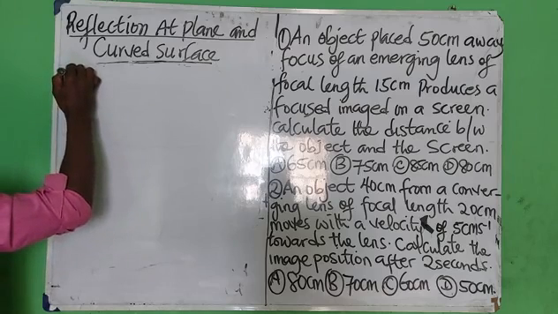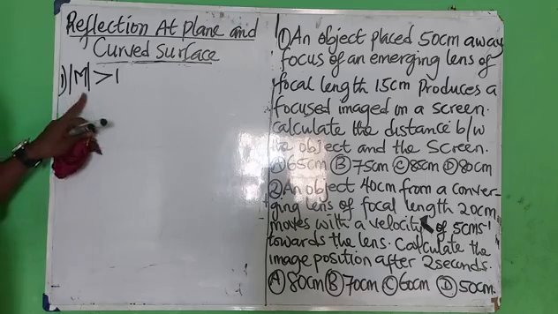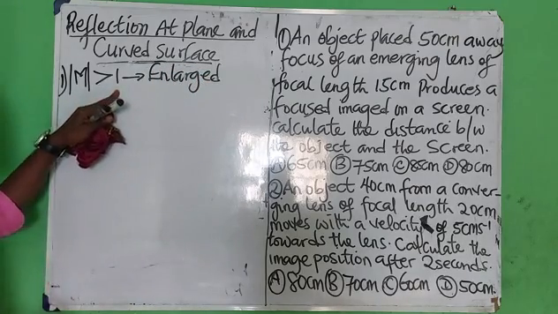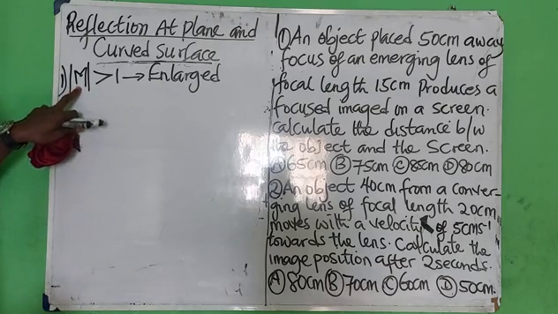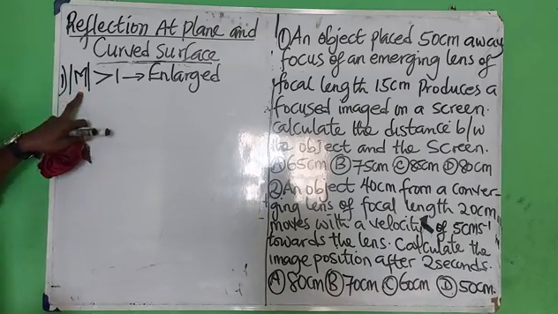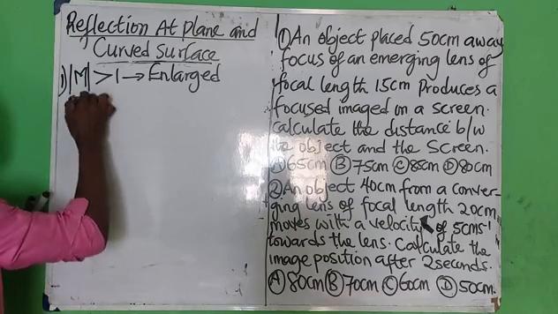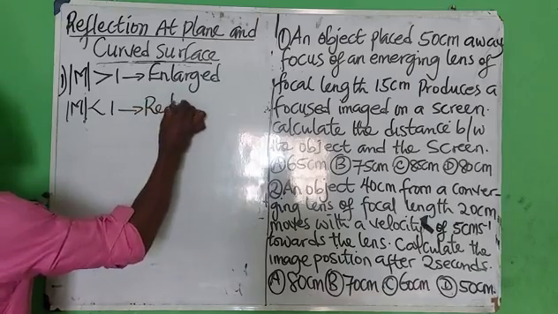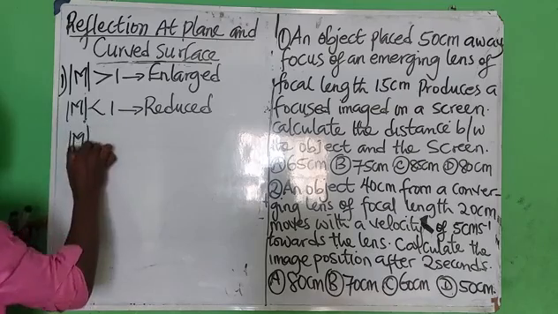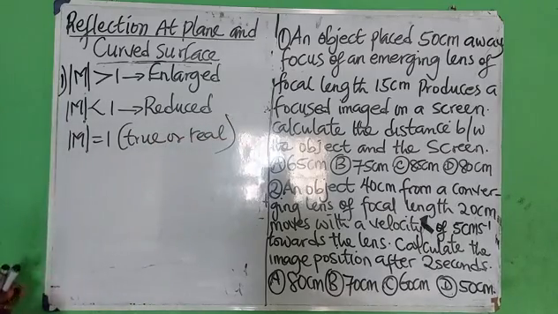Number 1, the absolute value of m is greater than 1 when the image is enlarged or magnified. I'll say it again. When the absolute value of magnification is greater than 1, it means that the image is what? Enlarged or magnified. But when it is less than 1, it means that the image is reduced or diminished. And when the absolute value of m equals 1, it means that the image is true or real.